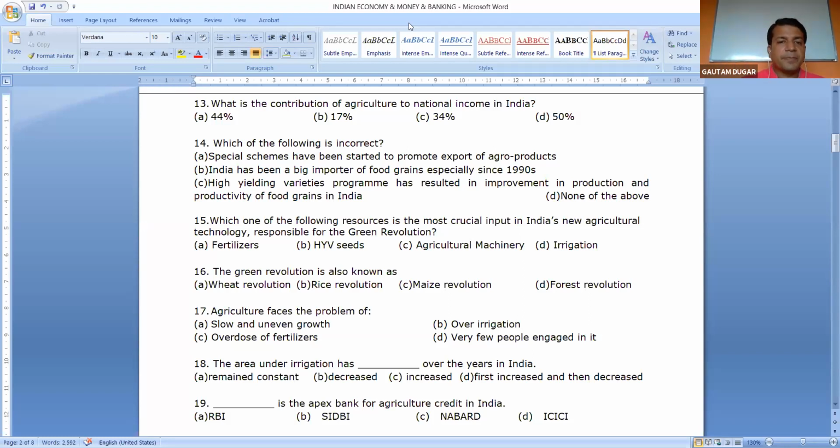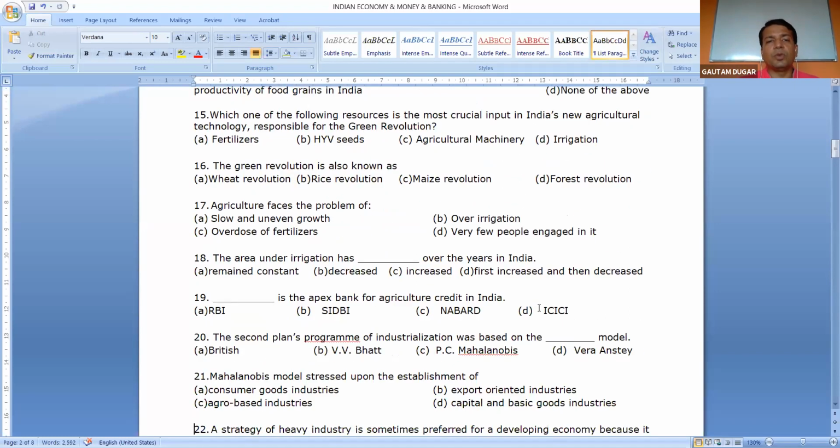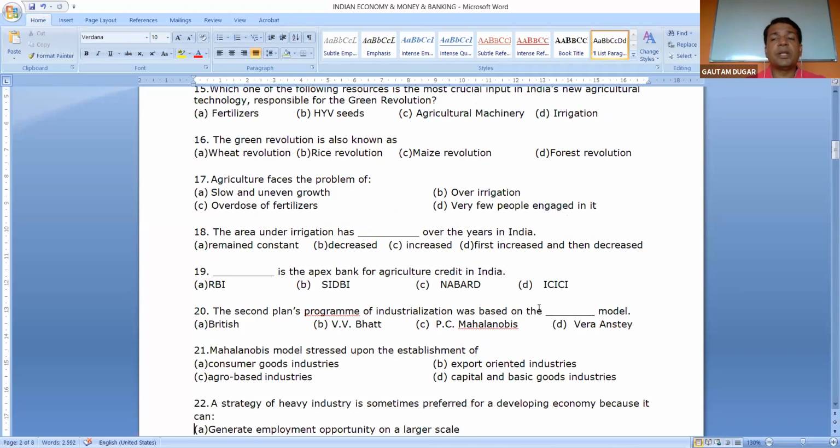Good. 17. Agriculture in India faces the problem of, what's the problem for agriculture? The major problem is the slow and uneven growth. The growth rate is slow and uneven. And why uneven? At times we're having a very good monsoon, so we're having very good output because we are still dependent upon monsoon. So it's slow and uneven growth. The area under irrigation has increased. Sorry, this is the wrong answer.